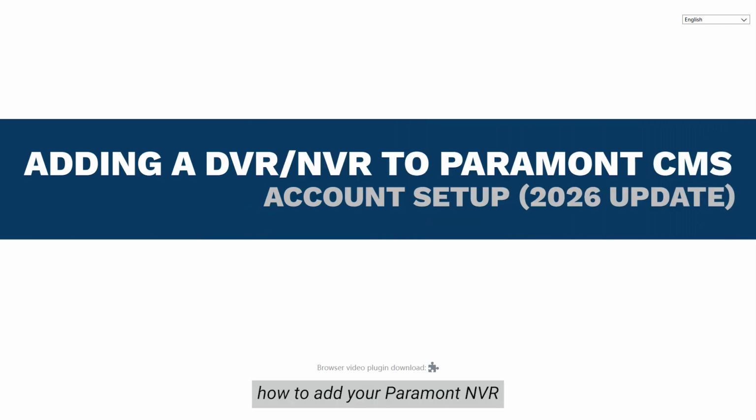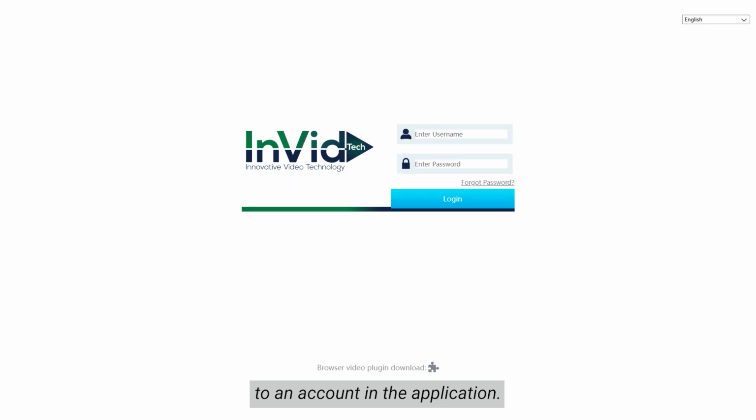Today we're going to be covering how to add your Paramount NVR to an account in the application. Now, the first video you might have seen would be the non-account method. That version of adding it to your Paramount app is going to be the simplest way to add it to your app. It's just scan and go. Whereas this method has a lot of benefit.